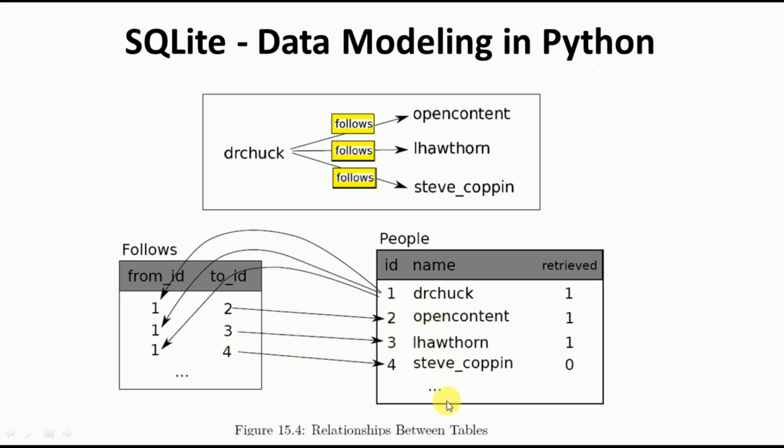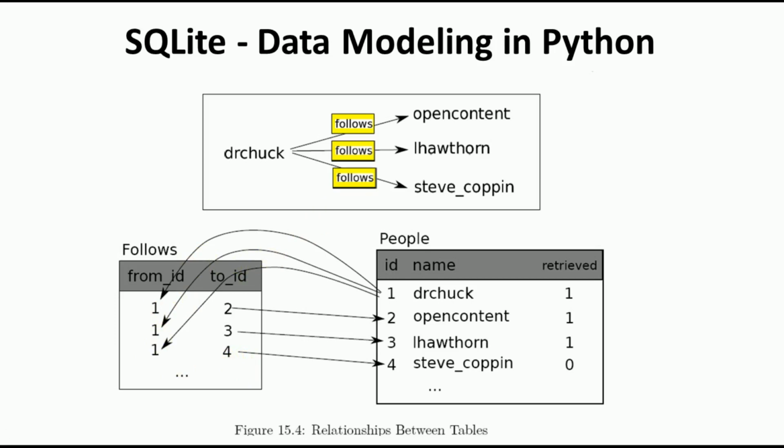Similarly, it will be done for all the friends of Dr. Chuck. Once the Dr. Chuck information is over, we will read the next person from this table. What is the next person? Open Content. So Open Content's friends information will be extracted, and then they will be inserted into this people table. Assume that Open Content's third friend is XYZ and his ID is 5. What will be inserted into follows? His friend ID is 5 and the Open Content ID is 2, so 2 comma 5 will be inserted into the follows table, and so on. This is how it looks.